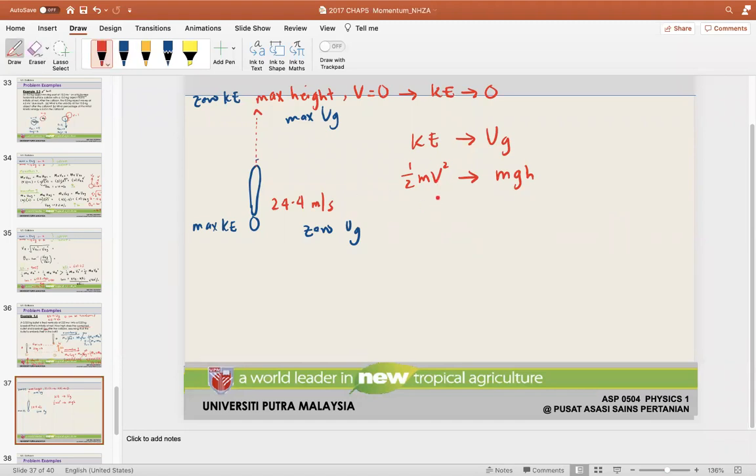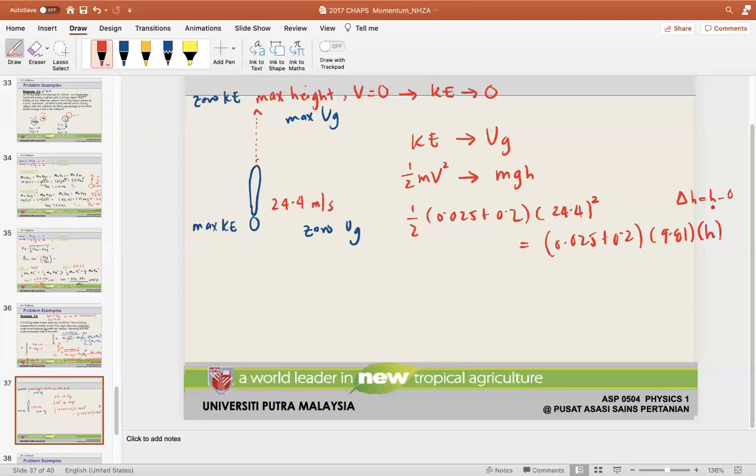All right. So here KE is transformed. So let's do this. This guy is 0.025 plus 0.2 mass, right? My final velocity is 24.4 squared equals 0.025 plus 0.2, g is 9.81, and my height is the thing that I don't know. So this is actually delta H, but we want to find the maximum height, right? So let's just say we start at zero and we achieve a certain height. What does that mean? It means H minus zero, so just H. This is why I'm just putting an H there.